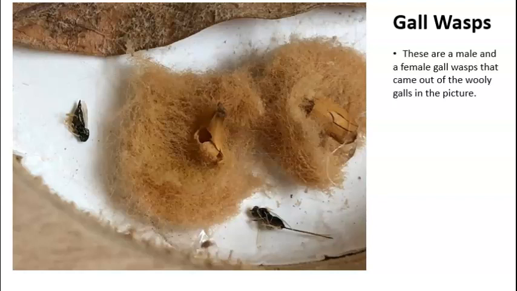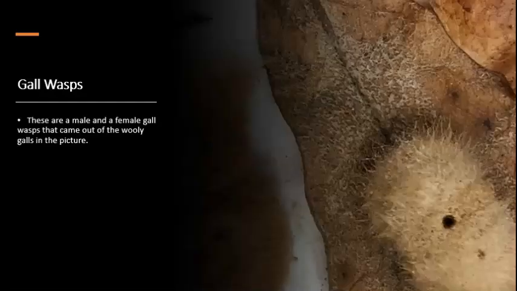Here are two wasps that came out of this woolly gall. The one that has the ovipositor is the female, and the other one is the male. And here you see the little hole that they make to emerge from the gall when they complete their metamorphosis.